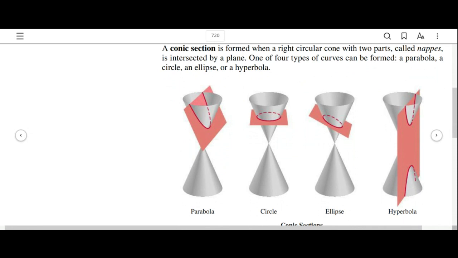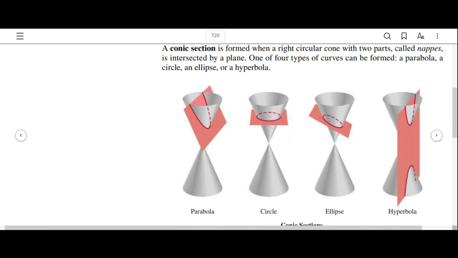If you run the plane through either of the cones horizontally, it creates a circle. If you run it through one of the cones at an angle without coming out the end of the cone, it creates an ellipse. And if you run the plane through both cones vertically, you create a hyperbola. So these are the shapes that we're defining right now: a parabola, a circle, an ellipse, and a hyperbola.